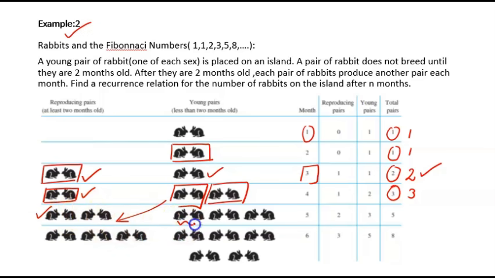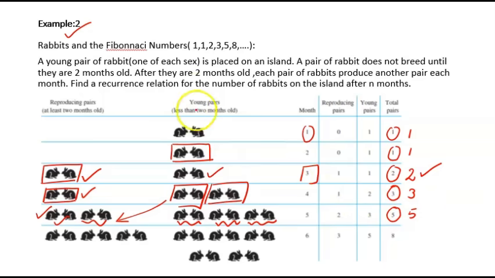So 1 pair is produced by this pair, another pair is produced by this pair, and 1 pair which was already there will be also here. So the total number of newborn pairs are, newborn means those which are less than 2 months old, now we have 3 pairs of them and 2 pairs of those which are now in the age of reproduction. So 2 plus 3, total number of pairs will be 5. So I hope you got the drift in which direction we are proceeding.